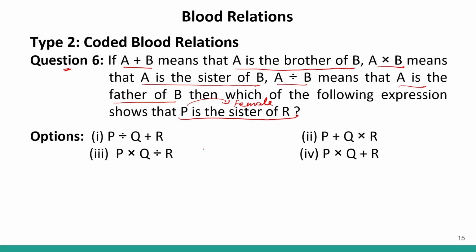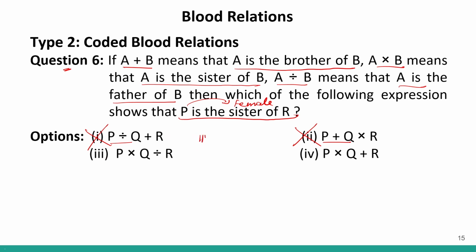So let us check option number 1. Option number 1 says P divided Q. P divided Q means P is the father of Q, right? We need P to be female, so if P is the father, this is straight up incorrect. Moving on to option number 2, P plus Q. P plus Q means P is the brother of Q. So again P cannot be female, and this expression is also incorrect.